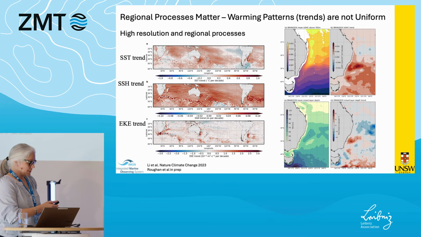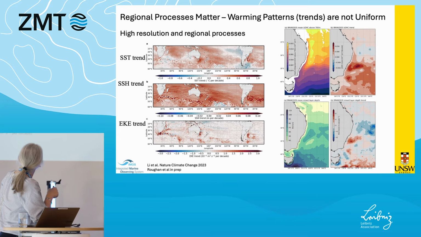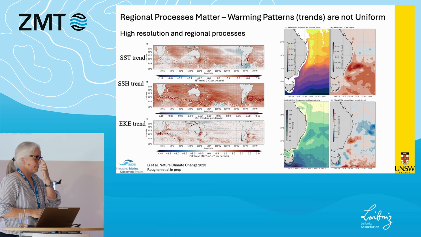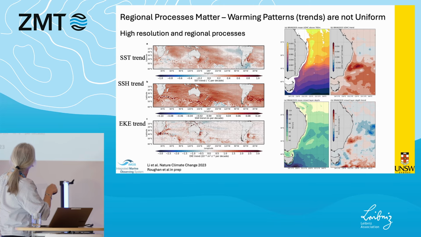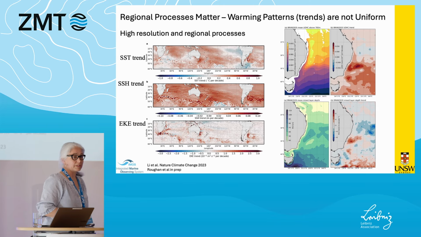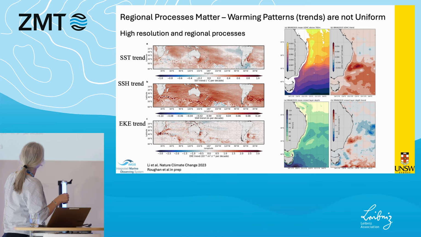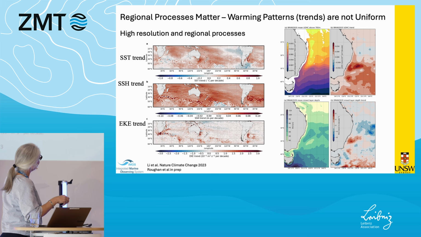So regional processes really matter. We did a paper looking at warming in western boundary currents of the South Pacific, of the Southern Hemisphere. So we did all 3 western boundary currents. And when you look at a global map like that, and red is warming trends, it looks pretty red, right? It sort of looks like the whole of the ocean is warming. But when you zoom in, you see it's not really red everywhere. So this is upper ocean heat content trend.